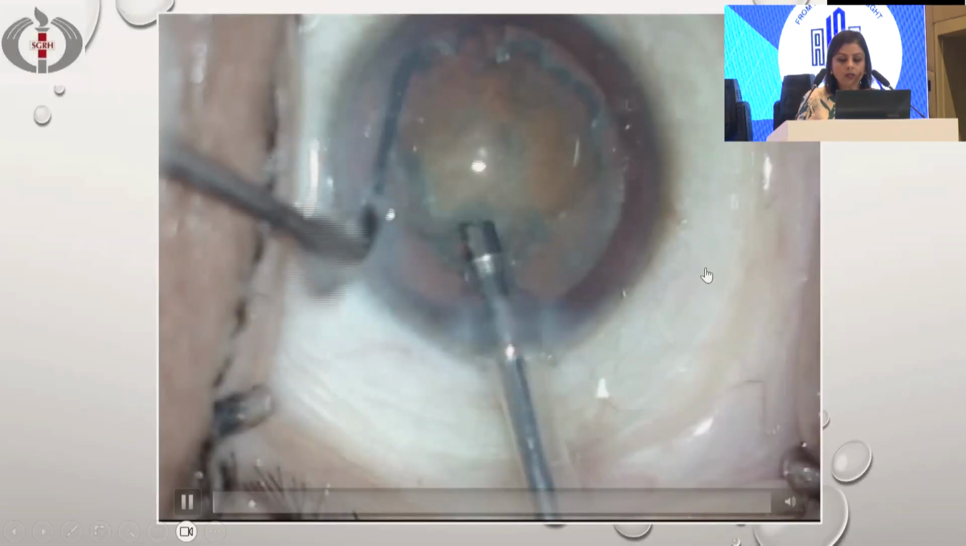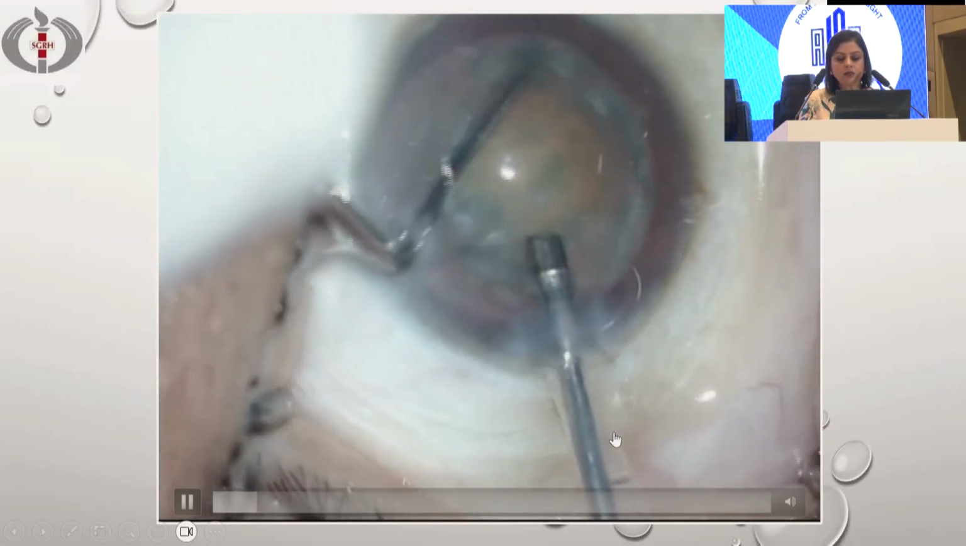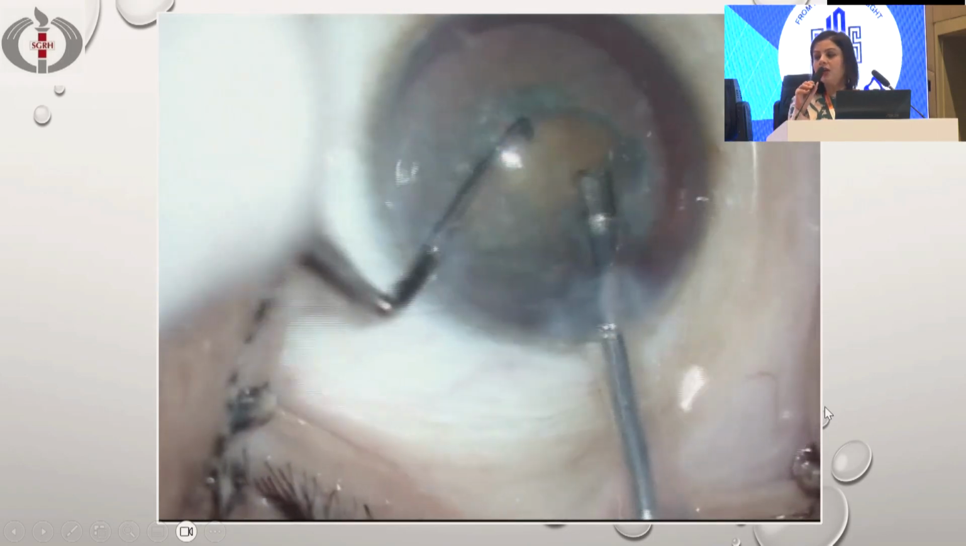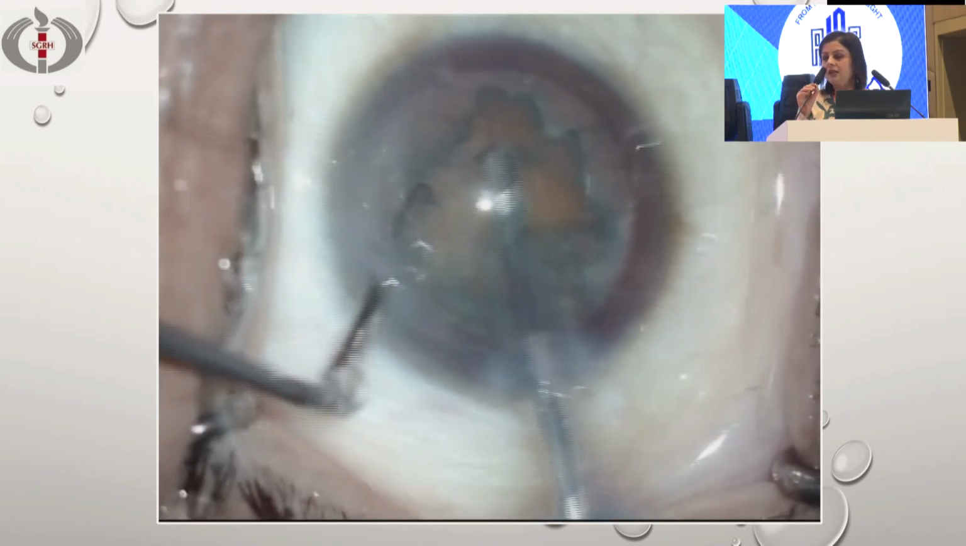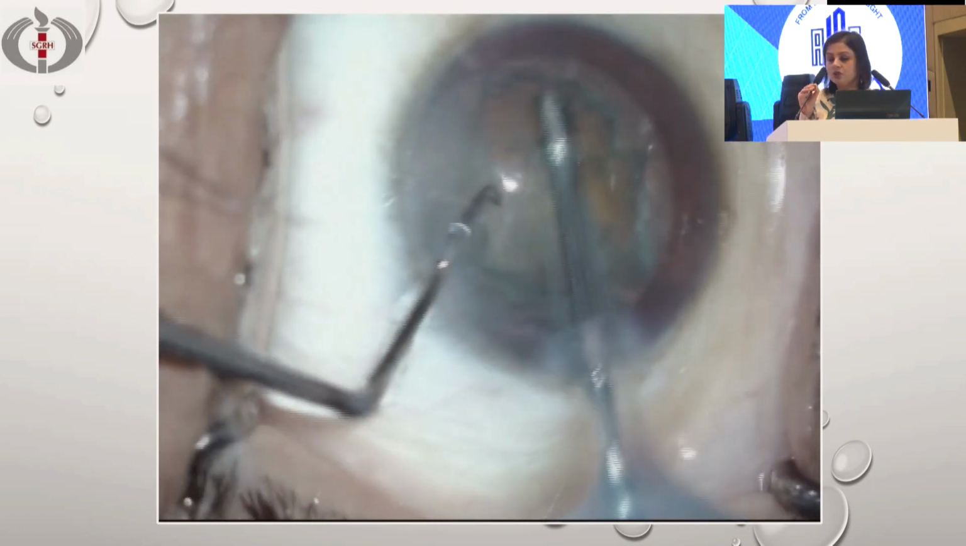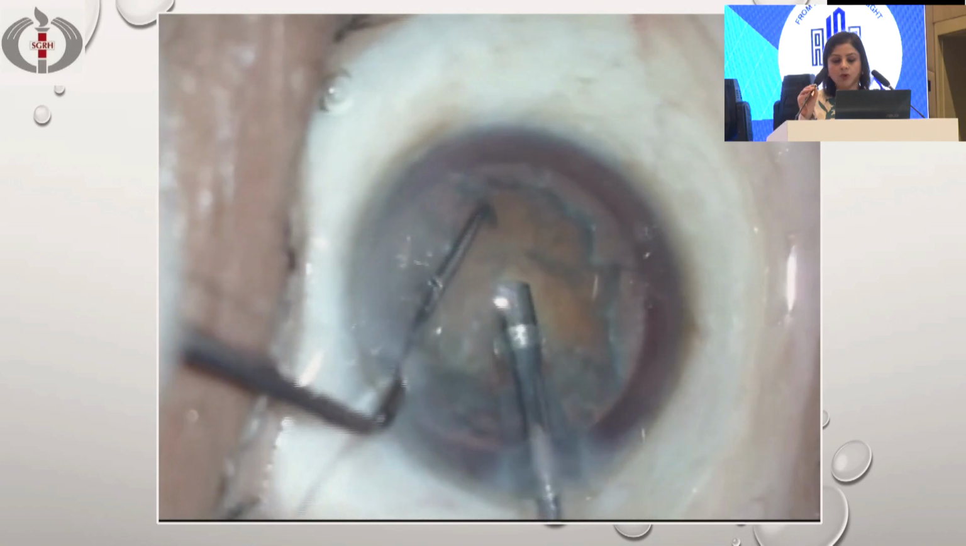Now let's look at another case. This patient has a grade 1 to 2 cataract, not as soft as the first case. If you don't have a very large rhexis or the nucleus is not extremely soft, this is the second technique that I want to highlight.